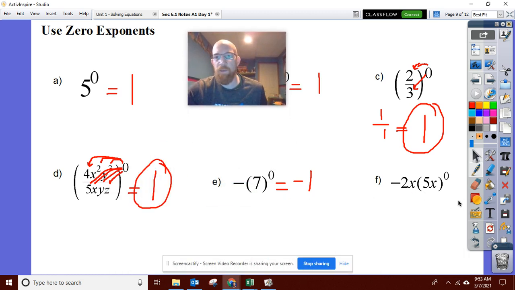All right, this is the last one I'd like to go over with you. It's kind of interesting. Again, we have a 0 on the outside of the x and the 5 that are in parentheses. So it gets distributed to the x and it gets distributed to the 5. So let's write this out.